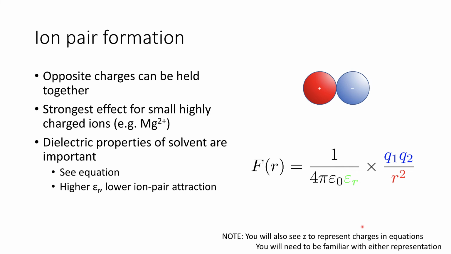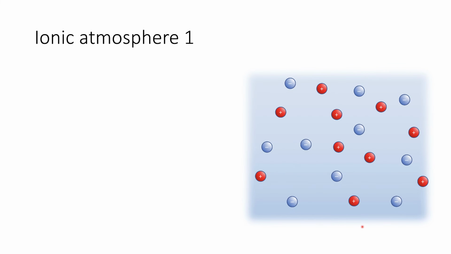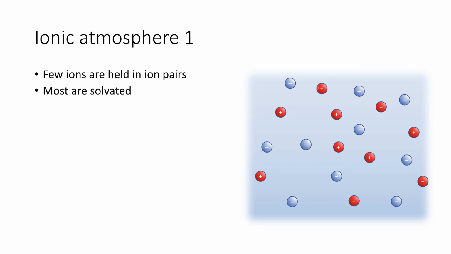The next concept we wish to introduce is that of the ionic atmosphere. So when we look at a solution of ions, they'll be dispersed throughout solution, in constant movement. Very few ions are actually held in ion pairs in aqueous solution. Most of them are solvated, so most of these ions will have water molecules around them in aqueous solution.